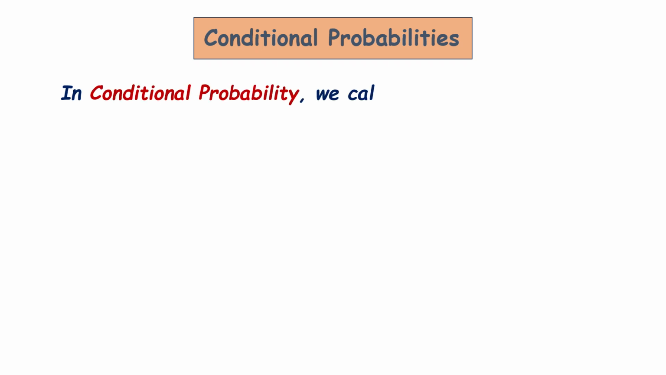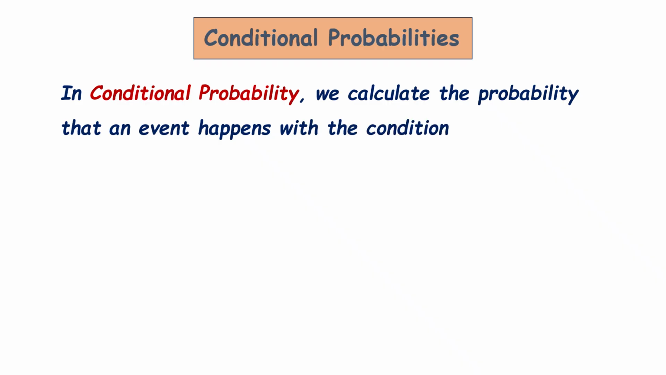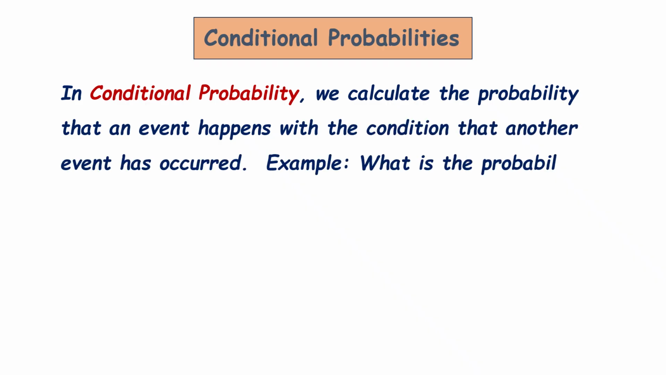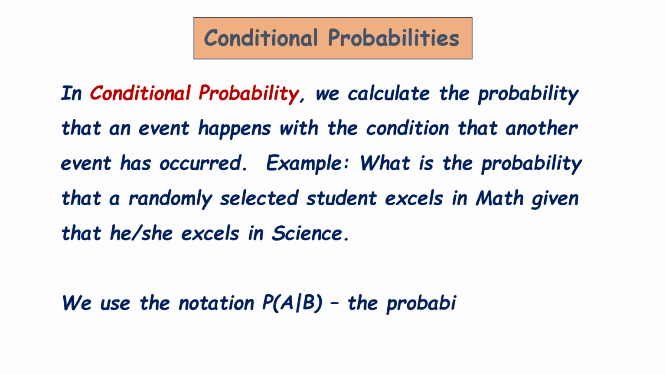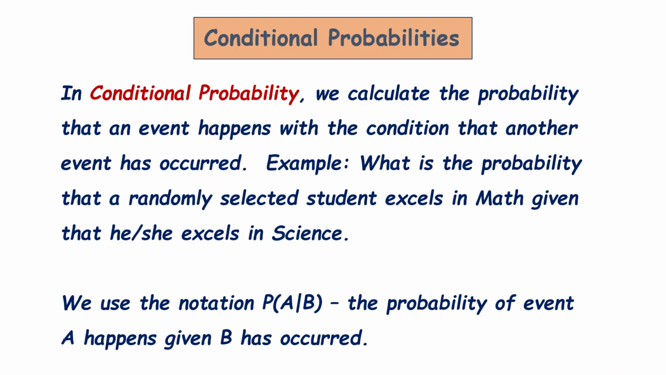In conditional probability, we calculate the probability that an event happens with the condition that another event has occurred. Example: what is the probability that a randomly selected student excels in math given that she or he excels in science? We use the notation P(A|B). We read this as the probability of event A happens given B has occurred, or the probability of A given B.